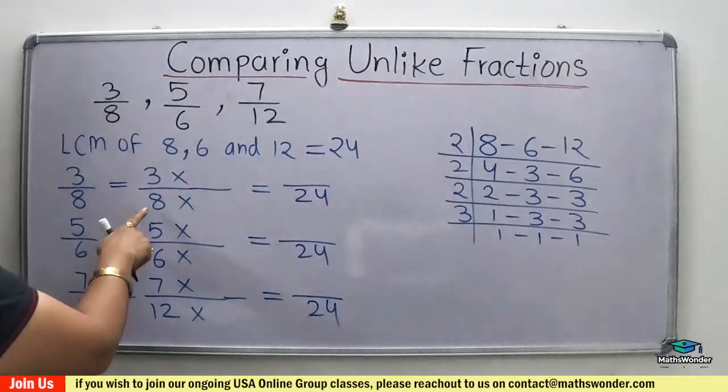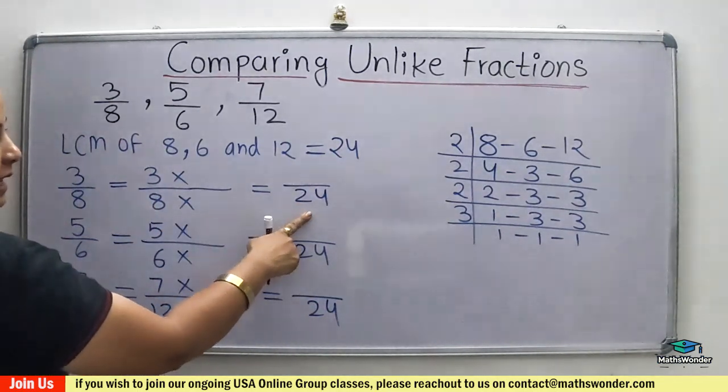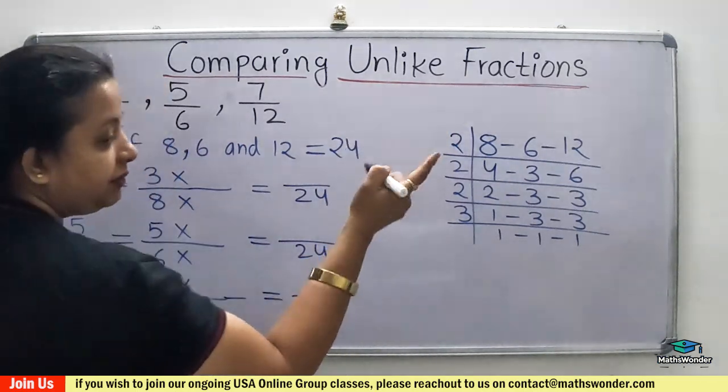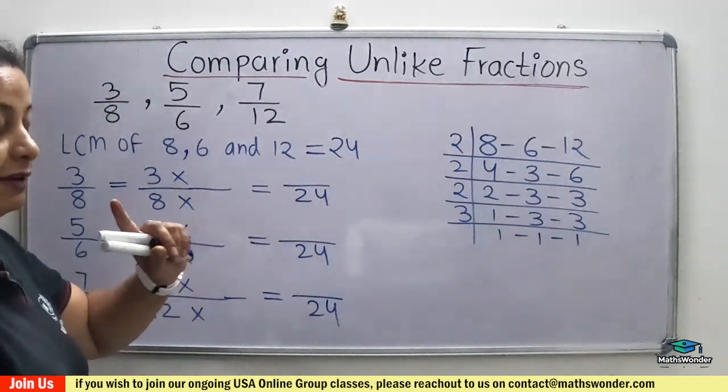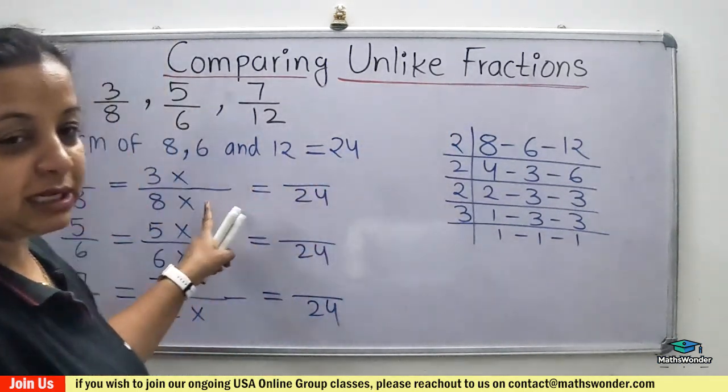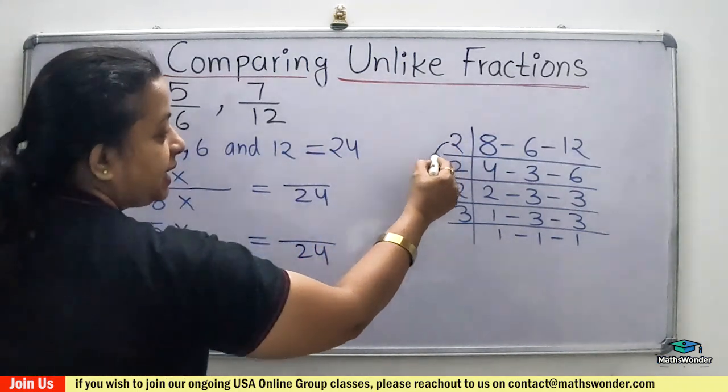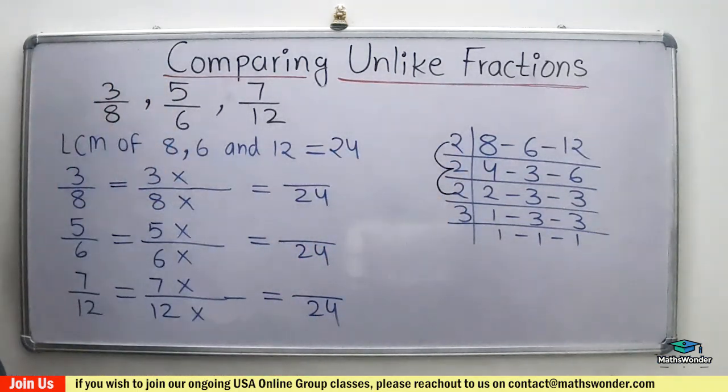Look at the board. 8 times what will give 24? You can check it here. This is a simple number, but if not, then this table will help with this process. 8 is 2 times 2 times 2.